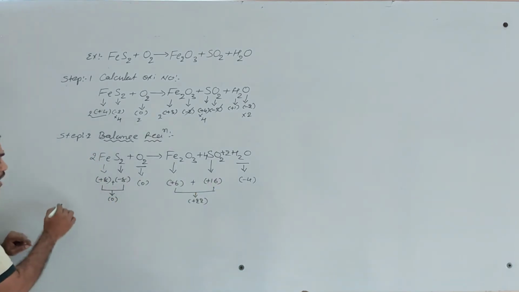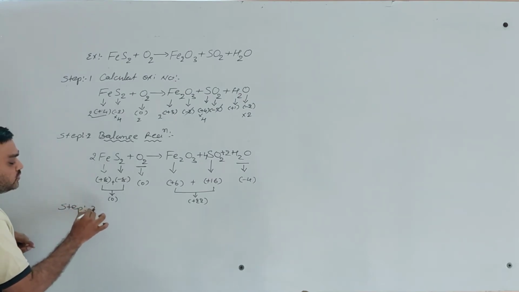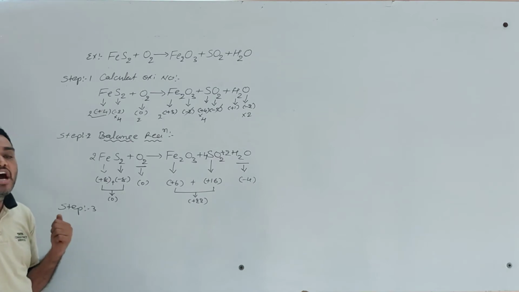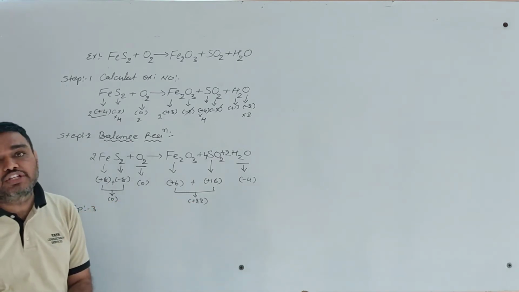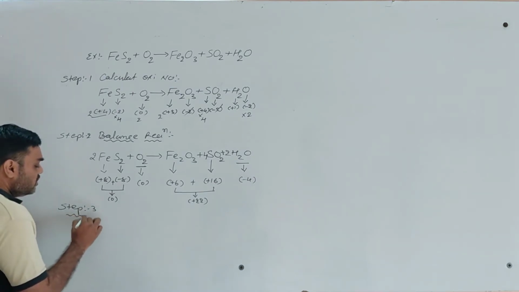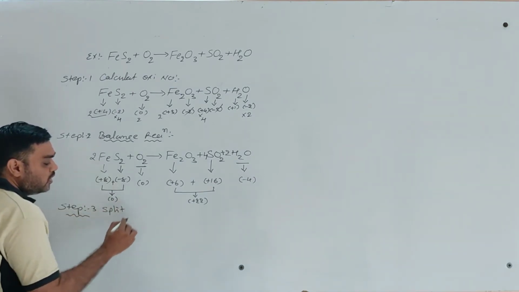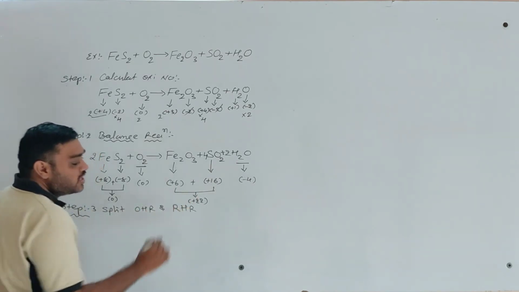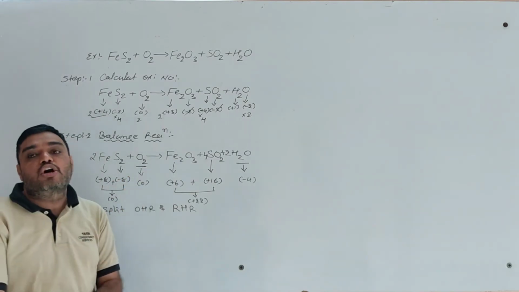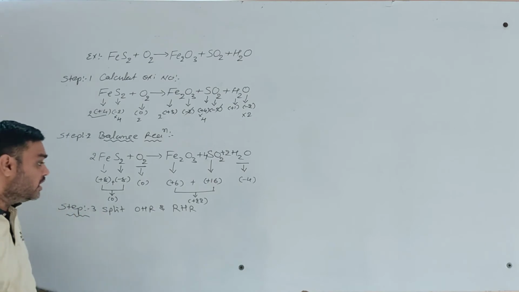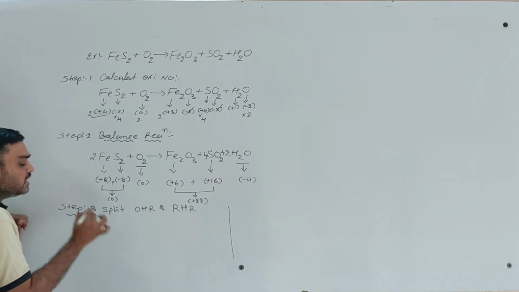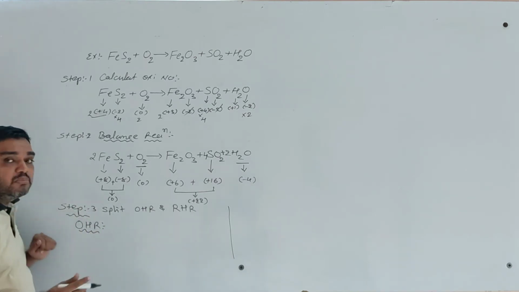That you understood. Now step 3. Step 3, we find split half reaction: oxidation half reaction and reduction half reaction according to change in oxidation number. So split oxidation half reaction and reduction half reaction according to increase or decrease in oxidation number. You can understand with this that oxidation half reaction is the reaction in which oxidation number increases.